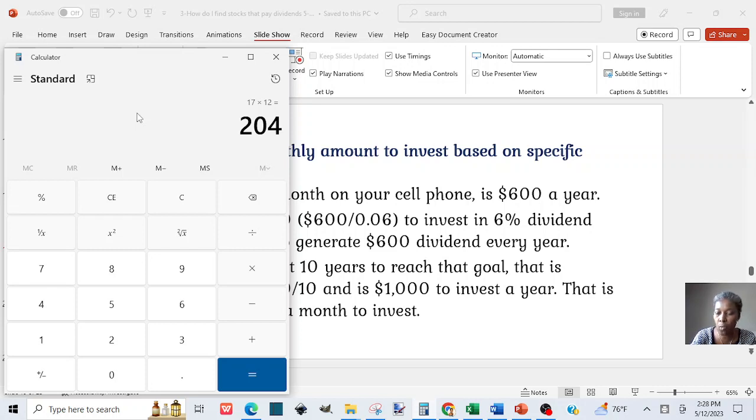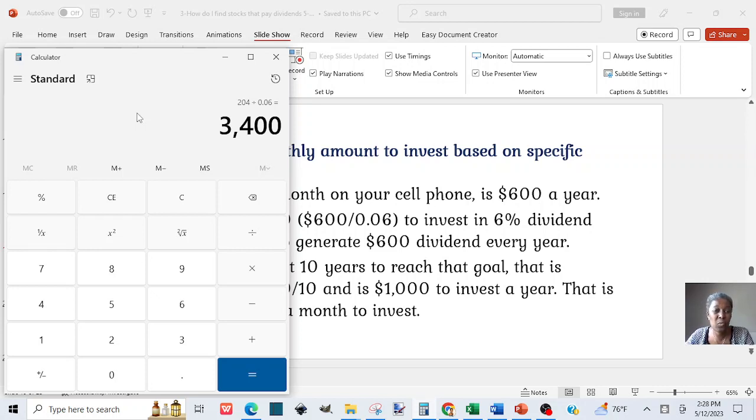So you'll take that 204 divided by 0.06. So you need to invest $3,400 in a company that can pay you a 6% annual dividend rate, and you will be generating $204 a year in dividend income to pay for your cell phone bill.